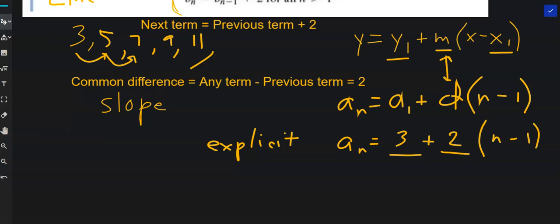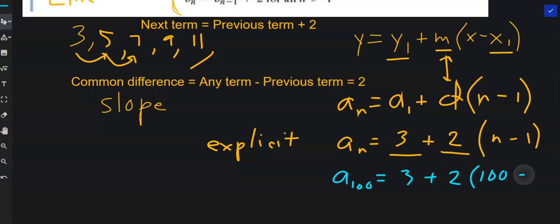No, I do not require that you distribute the 2 and add like terms, which some of your Algebra 2 teachers were adamant about. I don't know why, but it's good enough the way it is. So, if you want the 100th term, what are you going to plug in for n? Yes, 100, thank you.